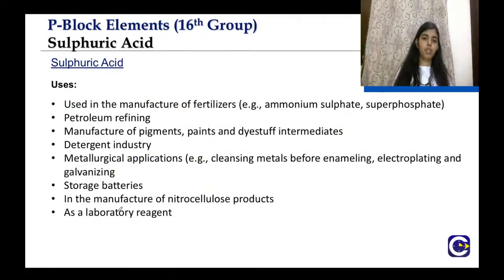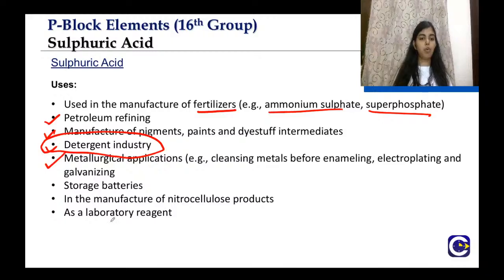Next you move on to uses. It is used in the manufacture of fertilizers, that is ammonium sulfate, superphosphate. It is used in petroleum refining, manufacture of pigments, paints, dyestuff intermediates. It is used in the detergent industry. This is important. It has metallurgical applications that you will learn more about in metallurgy.